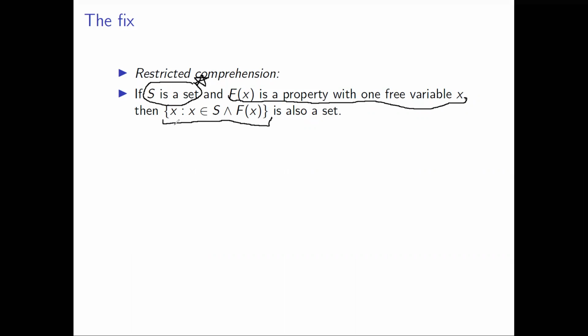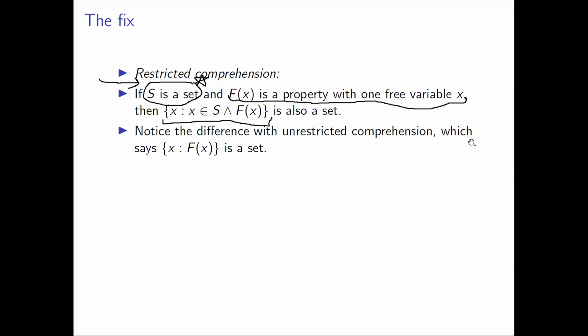And this is the set of elements x, which are elements of big S, which we know is a set, and which have the property f of x. So let's quickly go over the differences between this and the unrestricted comprehension. Unrestricted comprehension told us that this class of all elements x for which f of x is true is always a set, regardless of the property f of x.